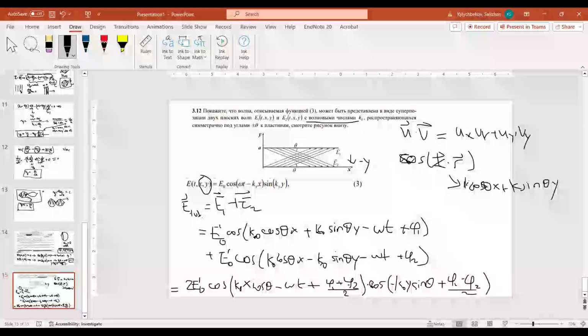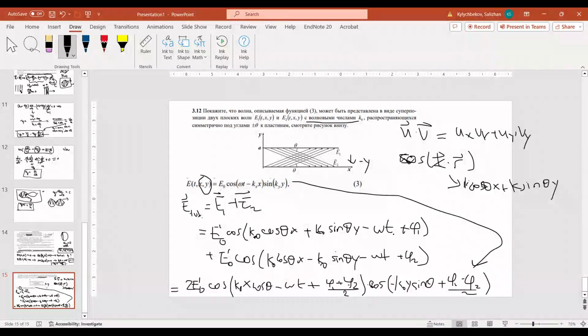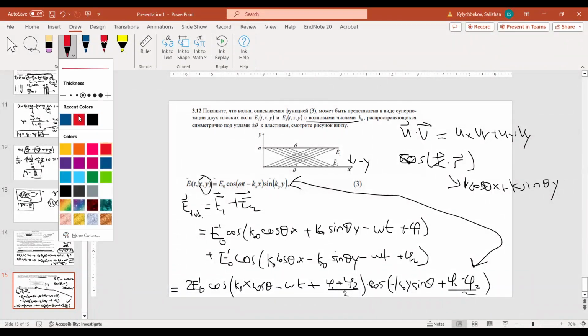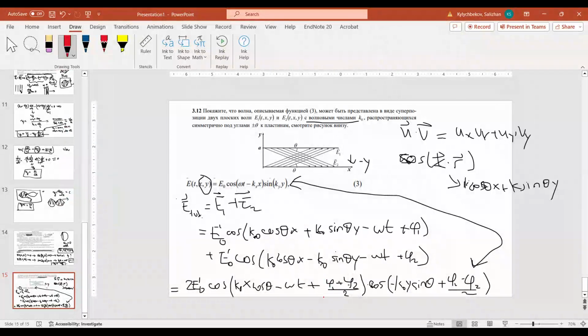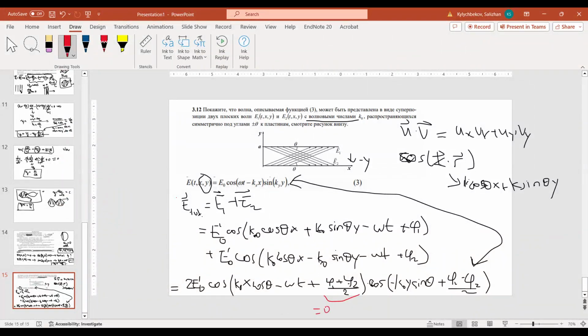Cosine. These are multiplied. Let's try to compare. Do they resemble? Yes, they do, right? The first one depends on x only. There's no y term, and there's an omega t term, and the phase should be 0. So this one should disappear, right? 0.